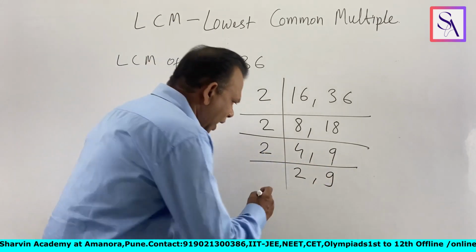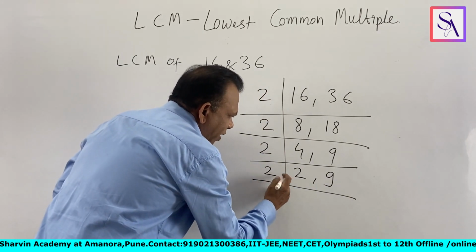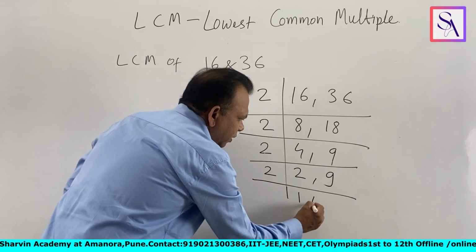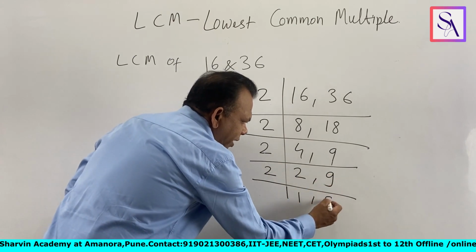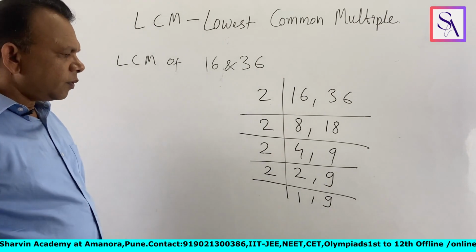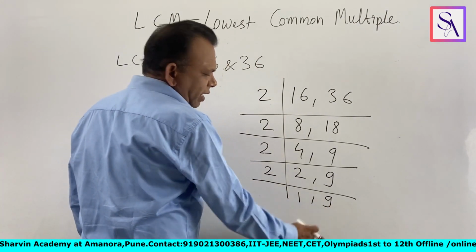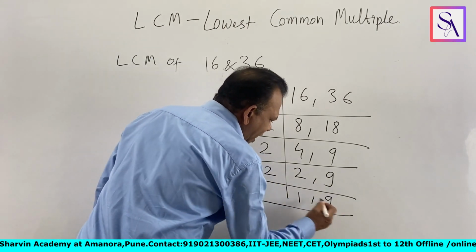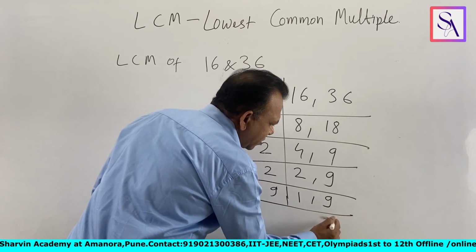Again I will repeat the process. I will find a number which will divide at least one number. So 2 is there, 2 1s are 2. 2 will not divide 9, so I will keep 9 as it is. Now I got 1 here and the last is 9. So I will divide 9 by 9 directly. 9 1s are 9.